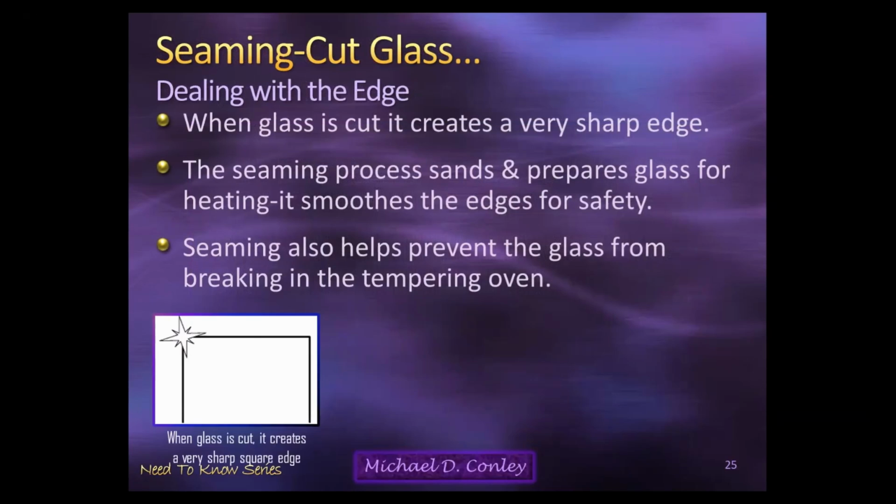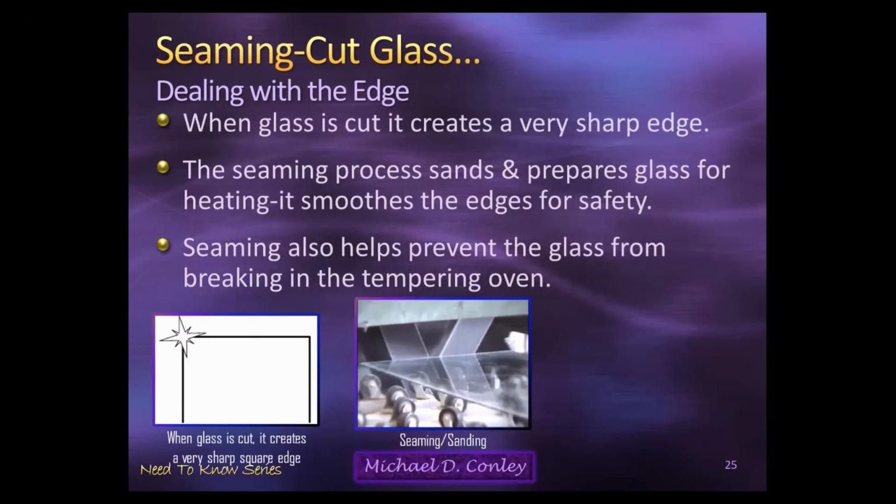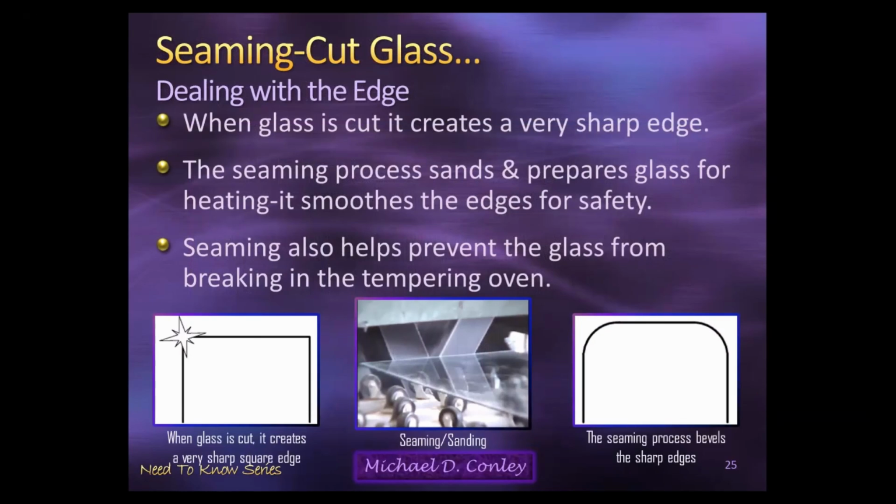Dealing with the edge of the glass. When glass is cut, it creates a very sharp, square edge. The seaming process sands and prepares glass for heating. It smooths the edges for safety. They have specific kinds of diamond belts, sanding belts, that do that. Seaming also helps prevent the glass from breaking in the tempering oven.